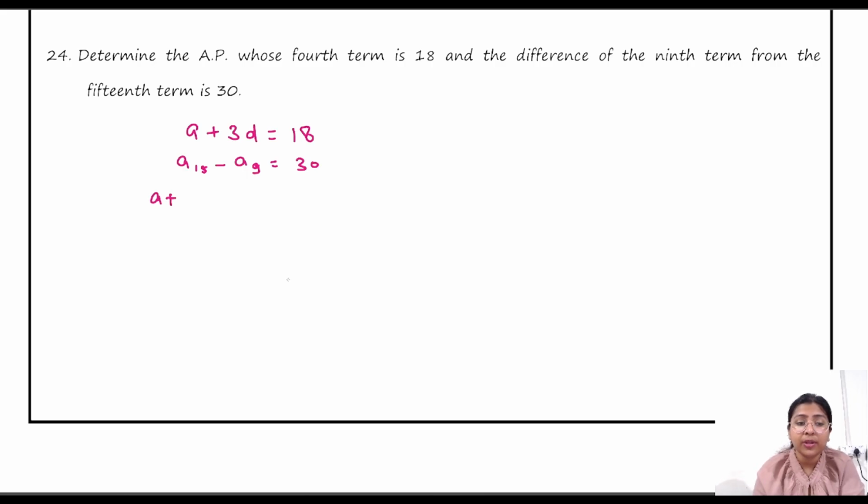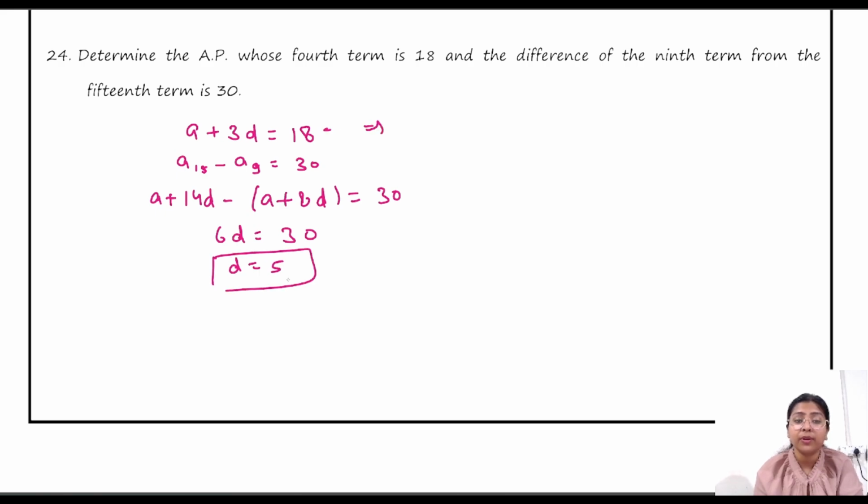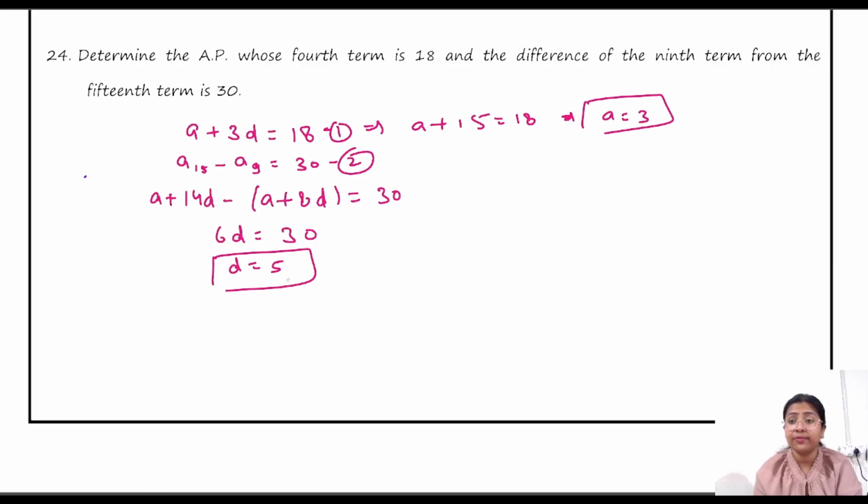Yes, write this: a plus 14d minus a plus 8d is equal to 30. The a will cancel with a, so you will have 6d equals 30. The value of d is 5. If the value of d is 5, you will put it in equation number 1 to get the value of a. So a plus 15 is equal to 18. The value of a is 3. You have the first term, you have the common difference, you can find out the AP. So the AP will be 3, 8, 13, 18, and so on. This is clear to you? A plus d, a plus 2d, a plus 3d. Any doubt? No?